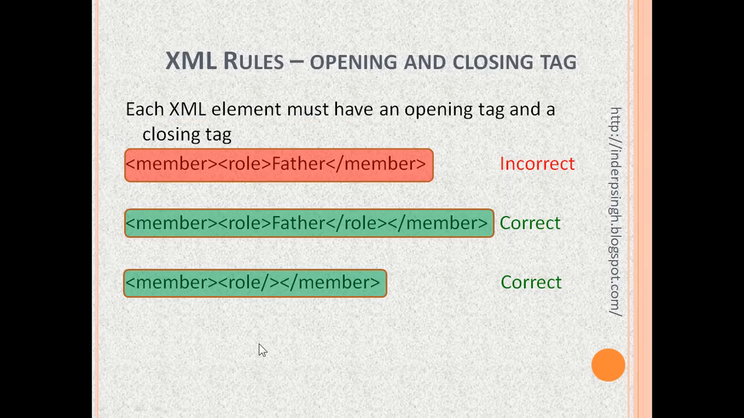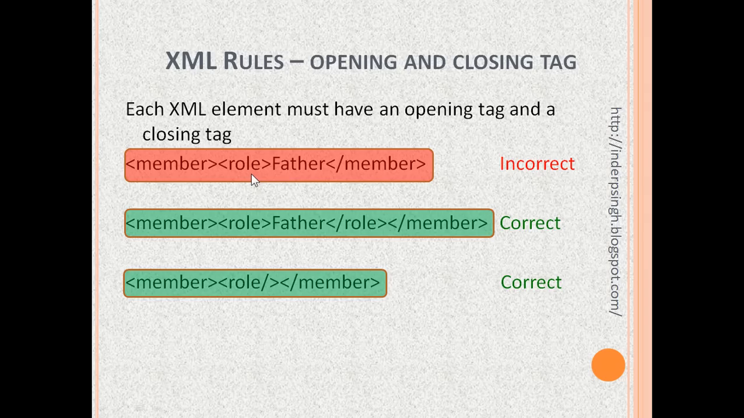The next XML rule is regarding the opening and the closing tag. Each XML element must have an opening tag and a closing tag. So let us see an example. We have some XML element where member is the opening tag, then we have the role opening tag, and the role is father. Then we have the member closing tag. Now in XML the elements have to be correctly nested. So the role should be totally within the member XML element. Why? Because role is a child element of the member XML element. This is not the case, and that is why this is incorrect.